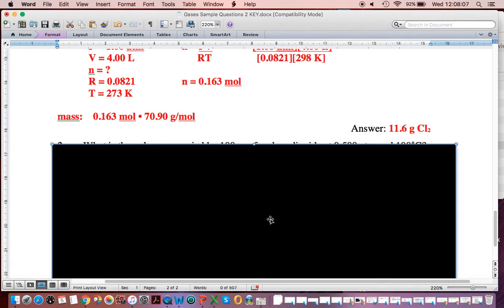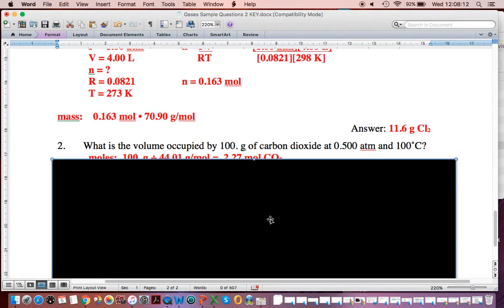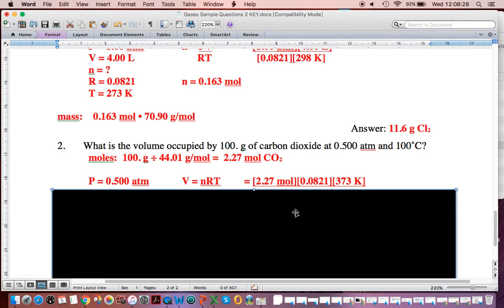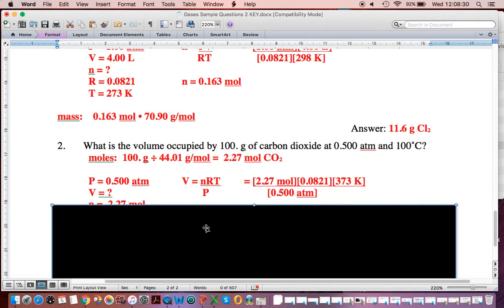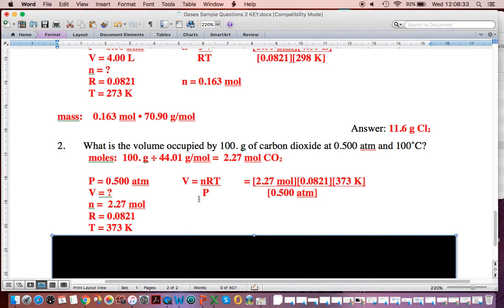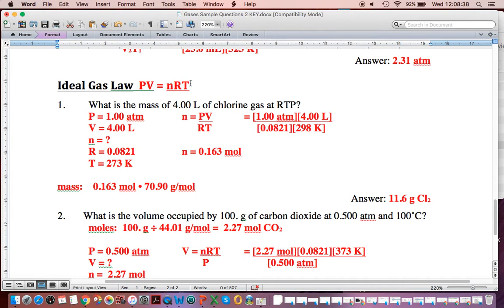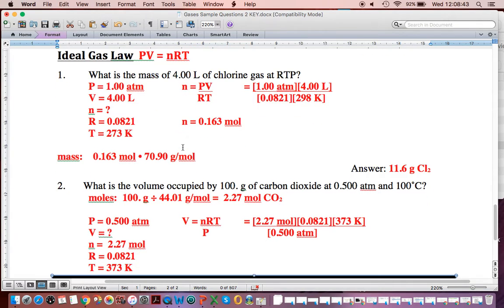The next question is going to take us in the reverse direction. Instead of finding mass, we're going to be going from mass to figuring out volume. So our first thing is to get the moles. 100 grams, we divide by molar mass. Now we have the 2.27 moles. We're not at STP or RTP, so at this point we're going to use the ideal gas law. When we rearrange our equation with the ideal gas law, we get V equals nRT divided by P. I want the volume by itself, nRT is the other side. P has to go from the top to the bottom when we're doing this.